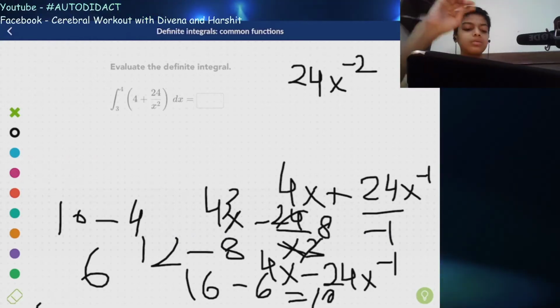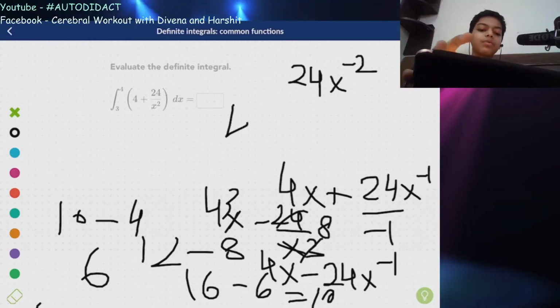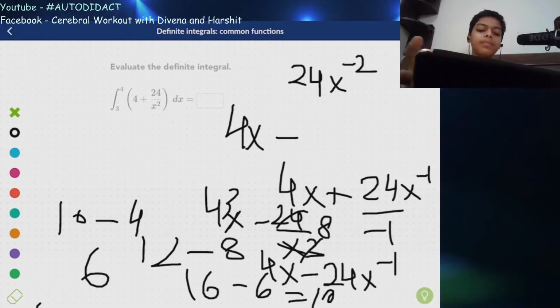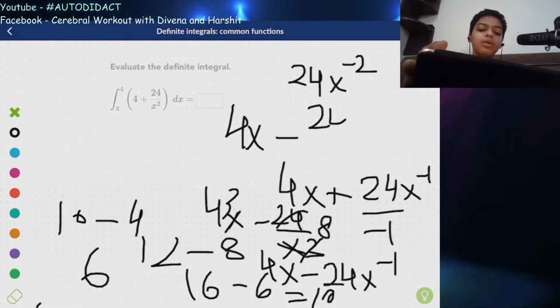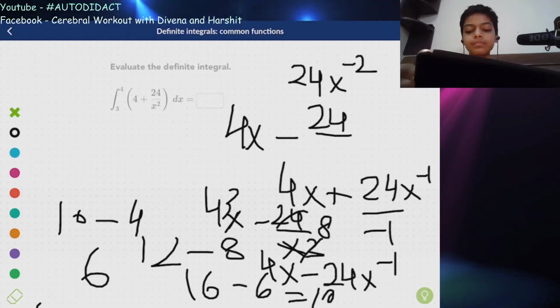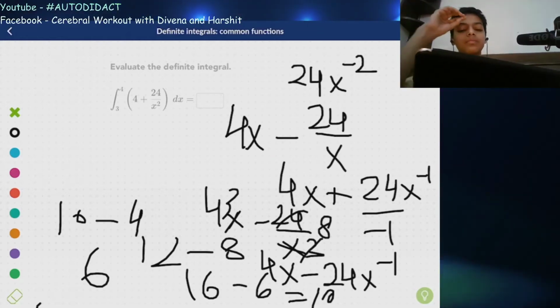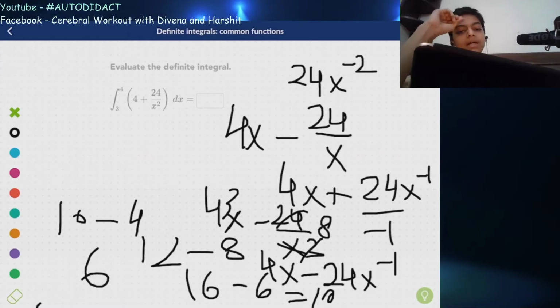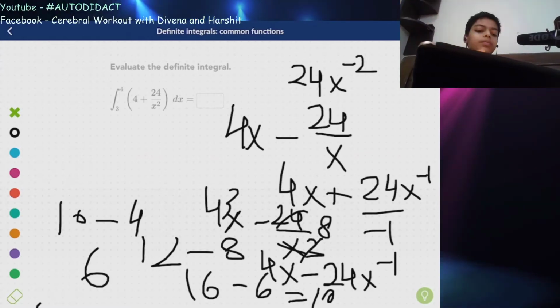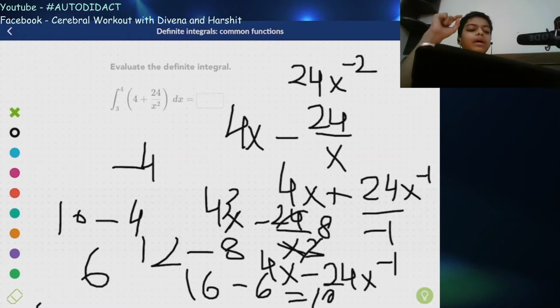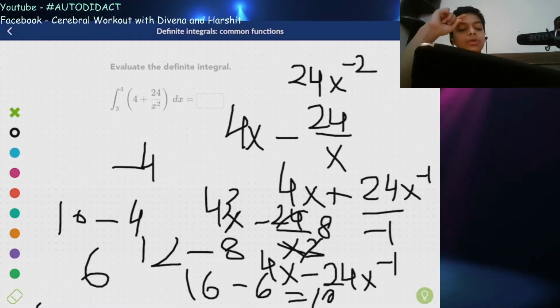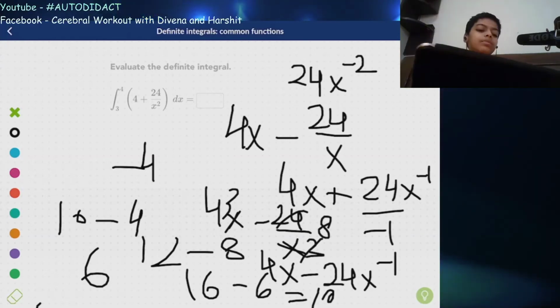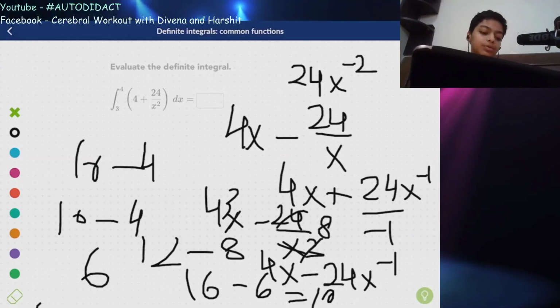4x minus 24 over x. When x is equal to 3, it is going to be 12 minus 8, which is equal to 4. And at 4, it is 16 minus 6, which is equal to 10. Okay, so the answer is 6. I was correct earlier.